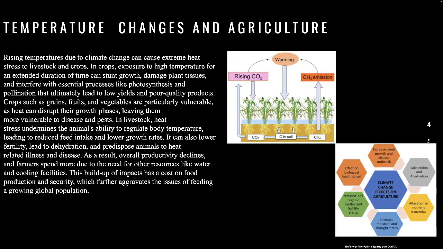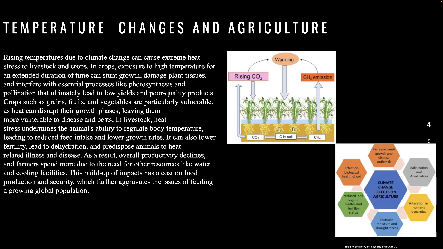Temperature changes in agriculture. Rising temperatures due to climate change can cause extreme heat stress to livestock and crops. In crops, exposure to high temperatures for an extended duration of time can stunt growth, damage plant tissues, and interfere with essential processes like photosynthesis and pollination, which ultimately leads to low yields and poor quality products. Crops such as grains, fruits, and vegetables are particularly vulnerable as heat can disrupt their growth phases, leaving them more vulnerable to disease and pests.